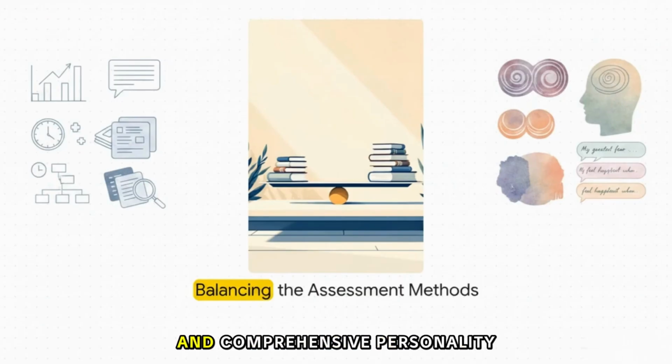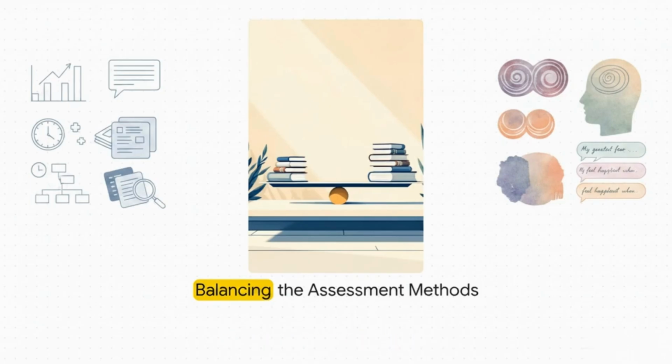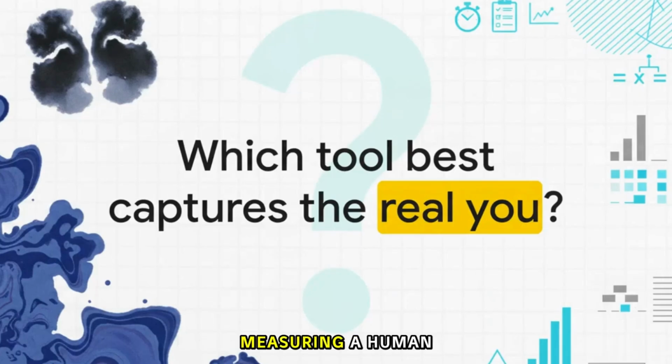The most accurate and comprehensive personality evaluation requires a really careful balance. Psychologists have to integrate these diverse tools. They have to weigh the objective data of standardized tests right alongside the rich subjective insights of holistic and projective methods if they truly want to understand an individual. So, as we've seen, measuring a human being is part science, part art, and it is deeply, deeply complex.